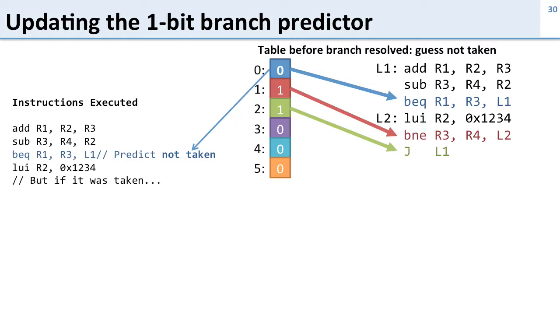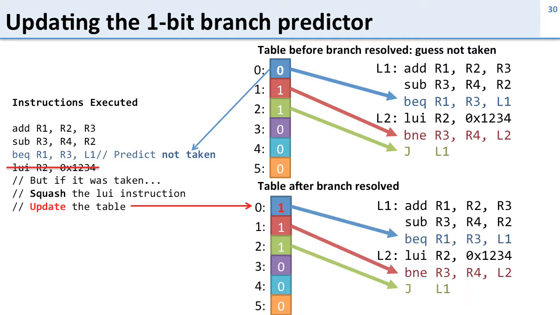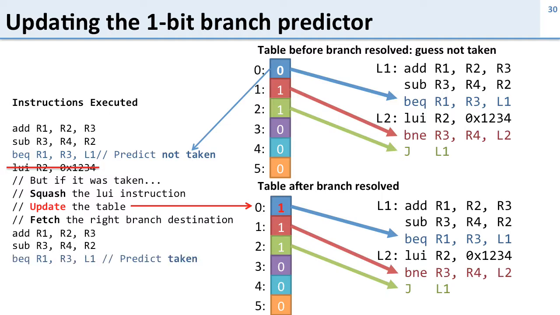Now we go ahead and start executing code, but if we later discover the branch was taken, we need to squash the instructions that we started running because they're incorrect. We need to update the table with the new information that we expect the branch to be taken. So I'll go ahead and update our table. Now we've got a 1 for that branch. And now we can go fetch the right branch destination and start executing again. So we execute our code, and this time, when we get to the branch, we'll predict it's taken because now our table has a 1 in it for the branch, which indicates we think the branch will be taken. And then we keep executing our code.